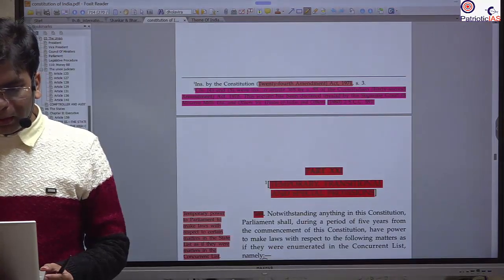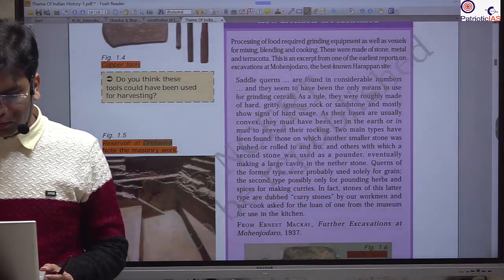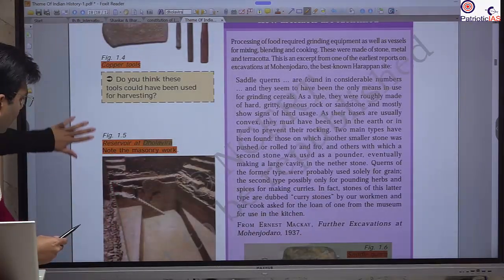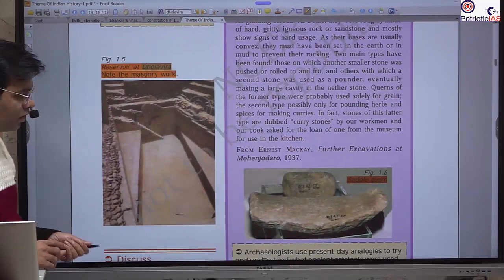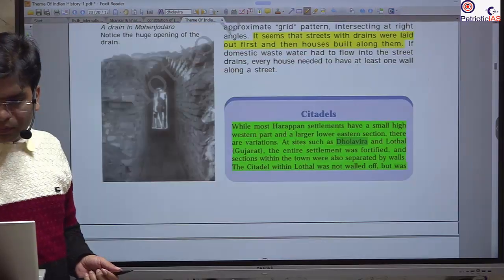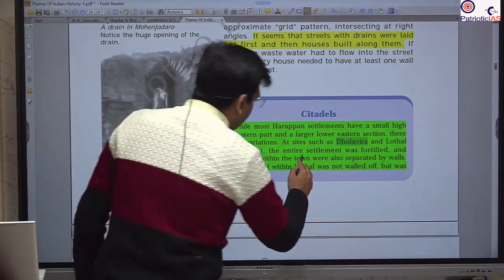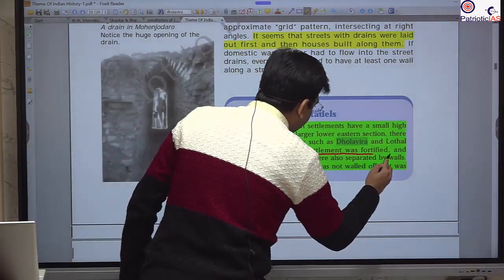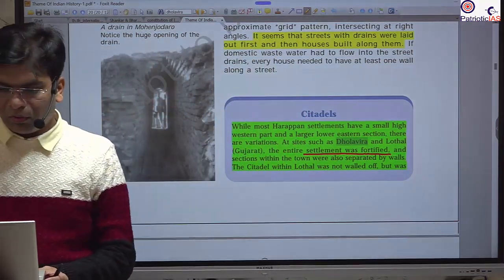Why is this important? Let me show you the importance of this. This reservoir is unique with respect to Dholavira, and it has been found. Besides that, we have also found a fortified settlement in Dholavira.